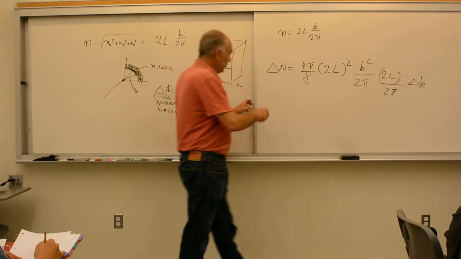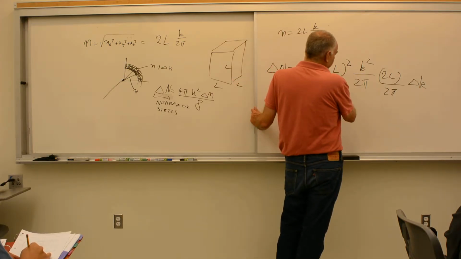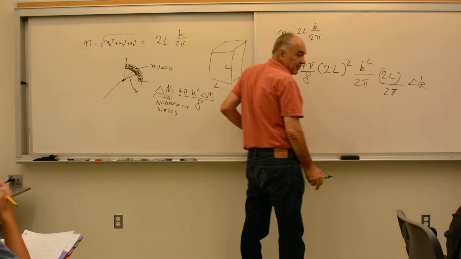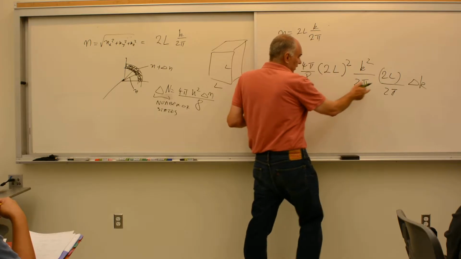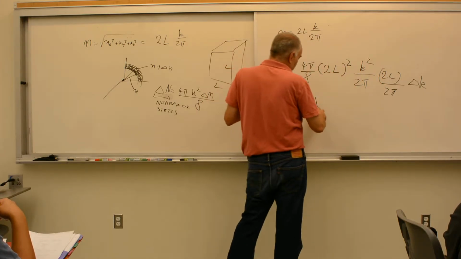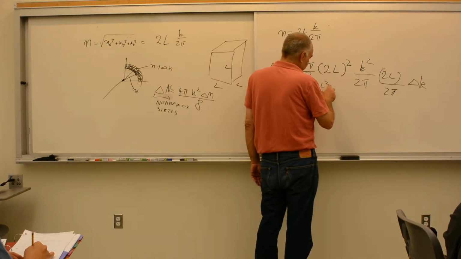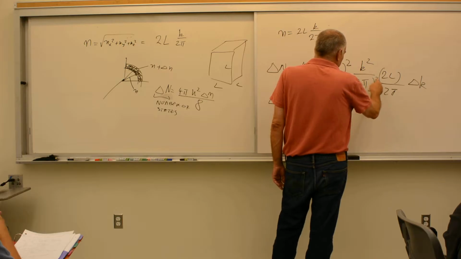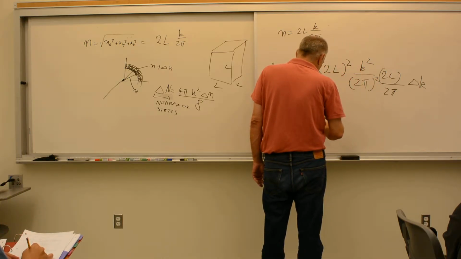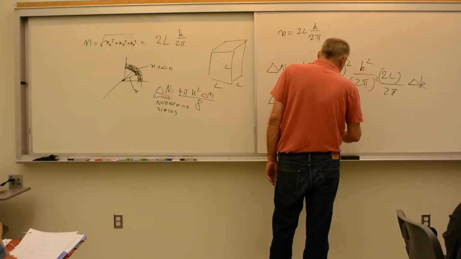And if you sort this out, we see that the number of nodes has 2 squared times 2, that's 8, right? Which cancels this 8. You have L squared and L, which is the volume of our box, that's L cubed. Then we have 2 pi cubed in the denominator, and k squared delta k.